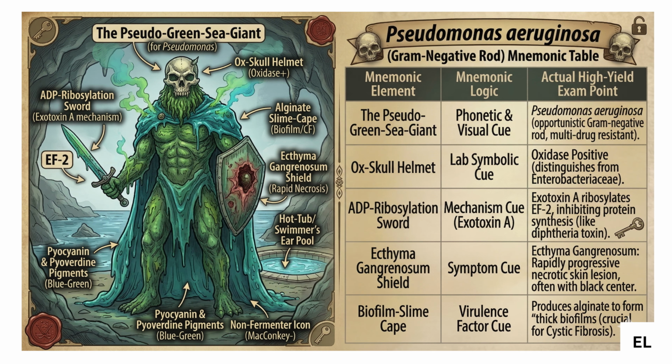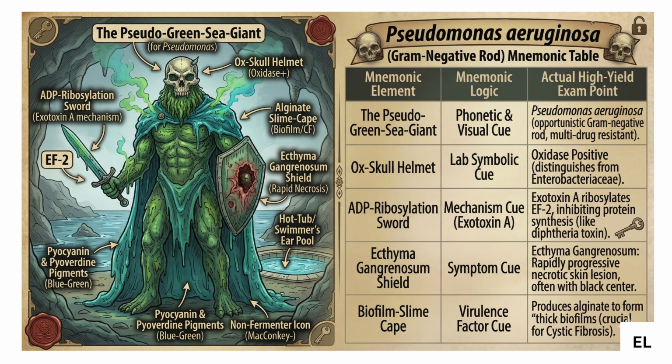Now let's summarize the entire mnemonic scene. The pseudo-green sea giant represents Pseudomonas aeruginosa. The blue-green color represents pyocyanin and pyoverdine pigments. The ox skull helmet reminds us that it is oxidase positive. The ADP ribosylation sword represents exotoxin A, inhibiting protein synthesis via EF2. The slimy biofilm cape represents alginate production and biofilm formation.